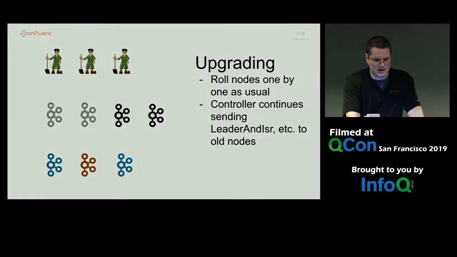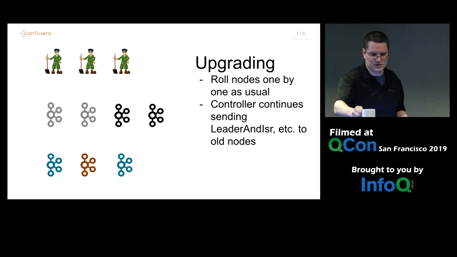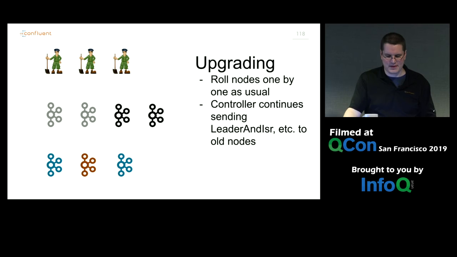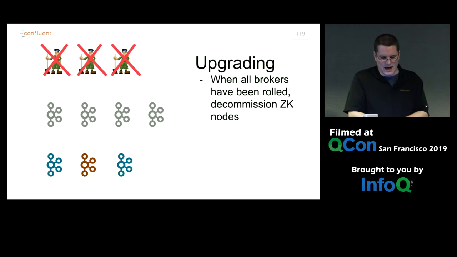Now, at this point, you can start upgrading the nodes one by one, just as you usually would. And the reason this will work, of course, is because all of the Zookeeper access is going through the new controller. And so basically it's handling all of that. This also means that the new software will need to know how to send these old leader and ISR messages to the existing nodes. And finally, of course, once you've rolled all the brokers, you can decommission the Zookeeper nodes. So in summary, it is going to be possible to upgrade to a post-Zookeeper release with zero downtime.